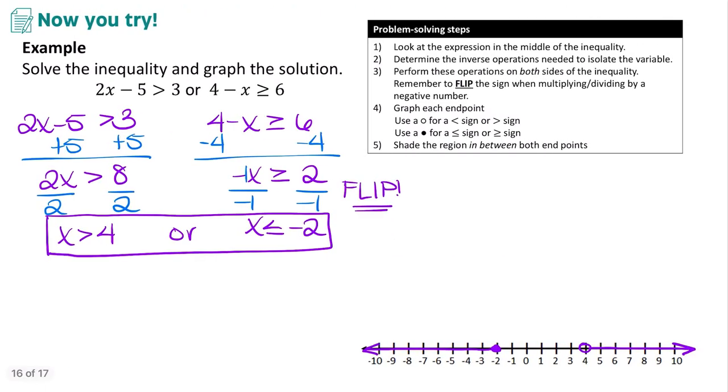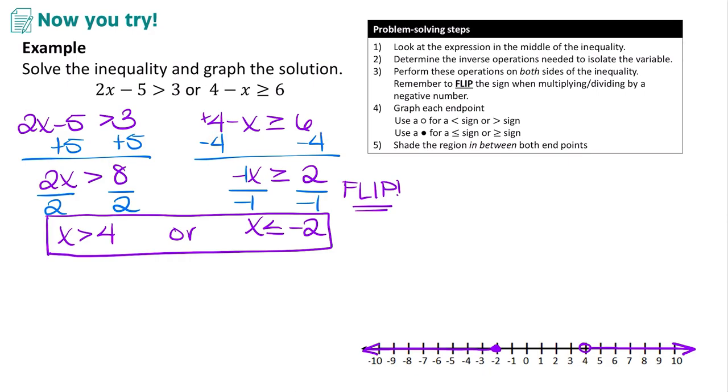So here we have 2x minus 5 is greater than 3. So we can solve that by adding 5 to both sides and then dividing both sides by 2. So that gives us x is greater than 4. When we solve 4 minus x is greater than or equal to 6, remember this is one of those problems that can be kind of confusing because it's a little out of order. But remember that 4 is basically a positive 4, right? So to get rid of that 4, I'm actually going to subtract 4 from both sides.